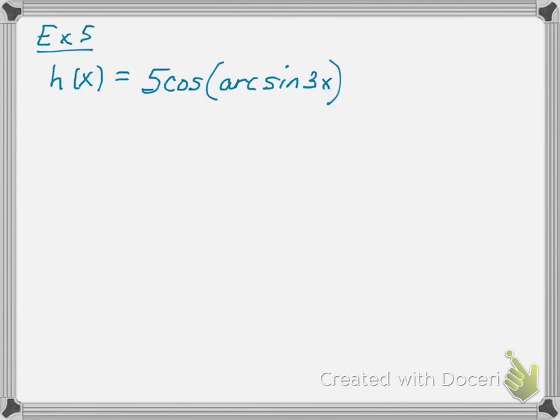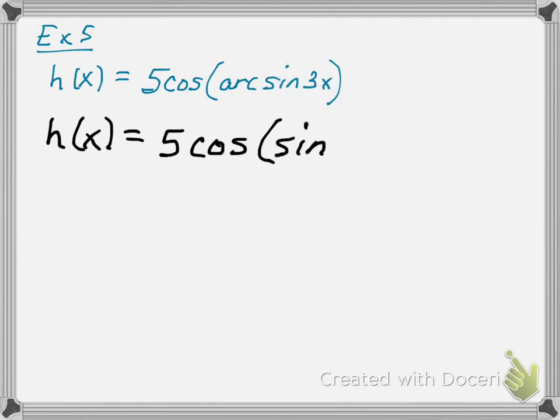All right, example 5, we have h of x equaling 5 times cosine, and you can leave this notation like this if you would like, or you can change it to inverse sine notation like this, whichever way you prefer. All right, so now I need a formula for, well, first of all, keep in mind this is the angle measure of my cosine.